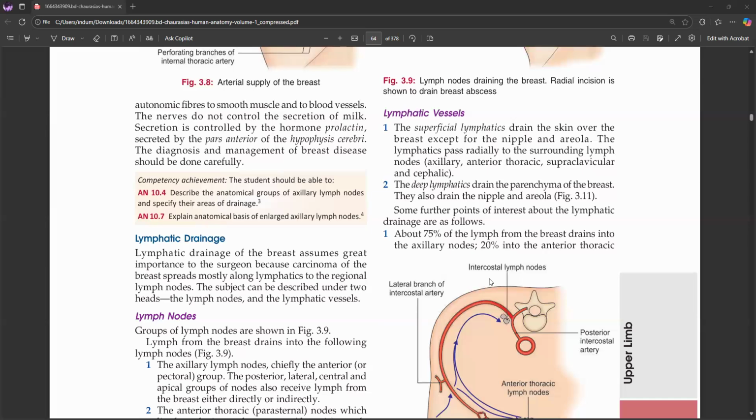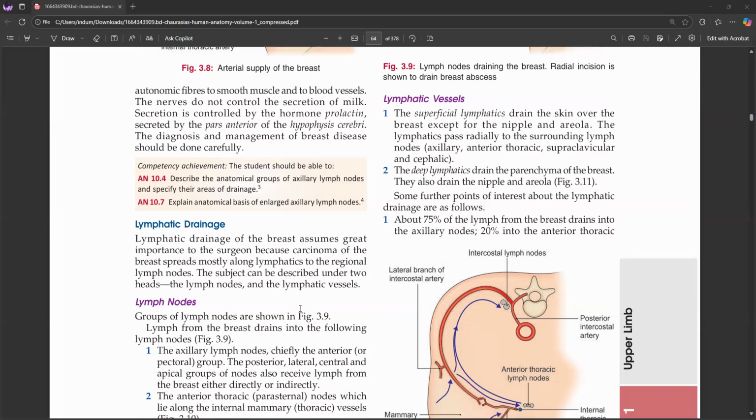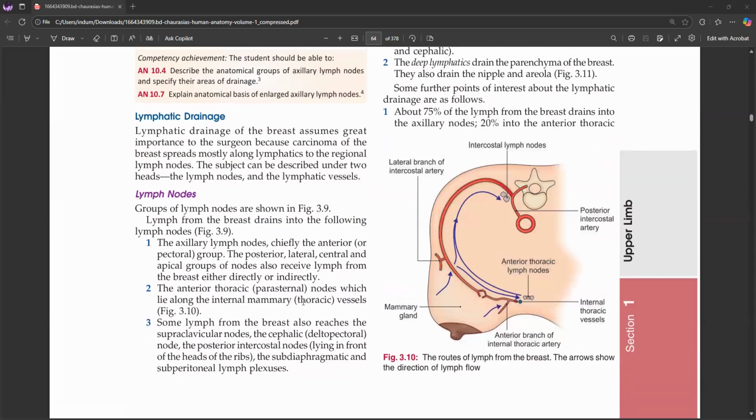Lymphatic drainage. Lymphatic drainage of the breast assumes great importance to the surgeon because carcinoma of the breast spreads mostly along lymphatics to the regional lymph nodes.